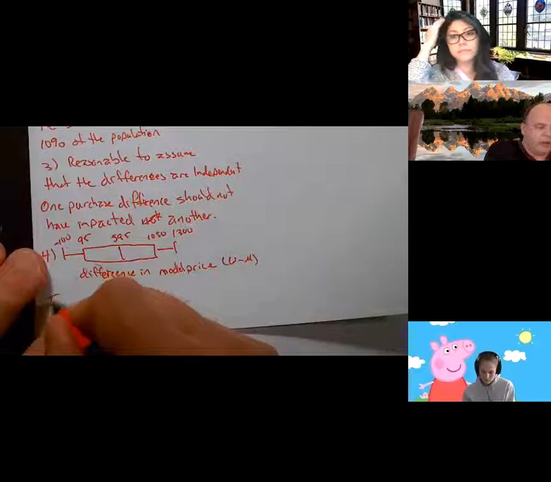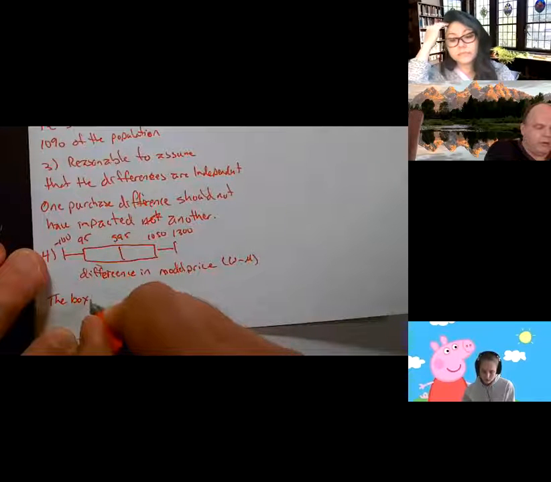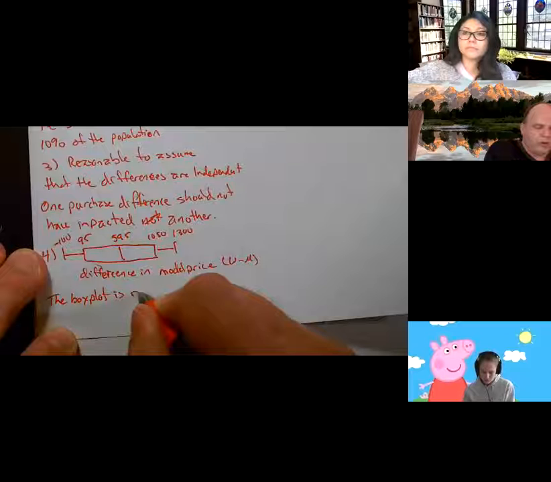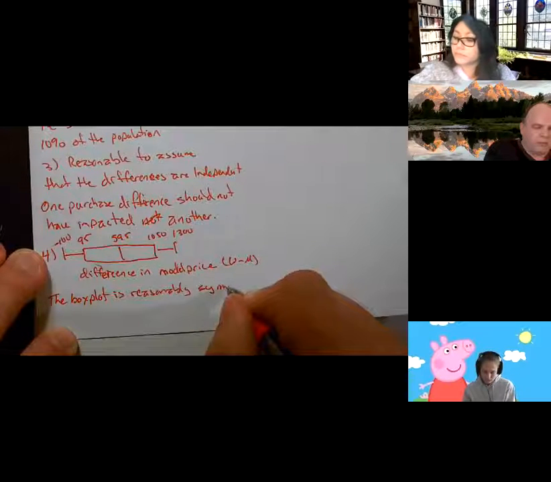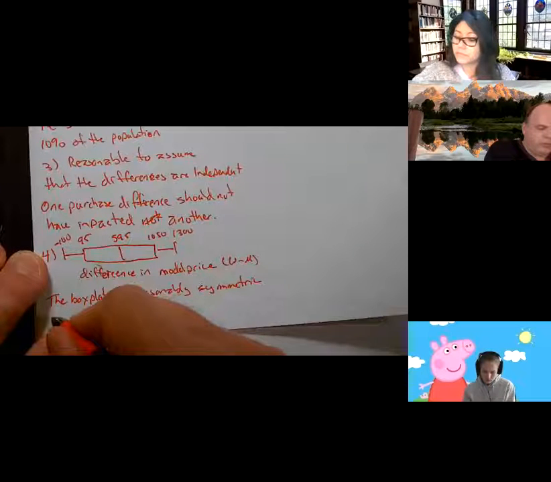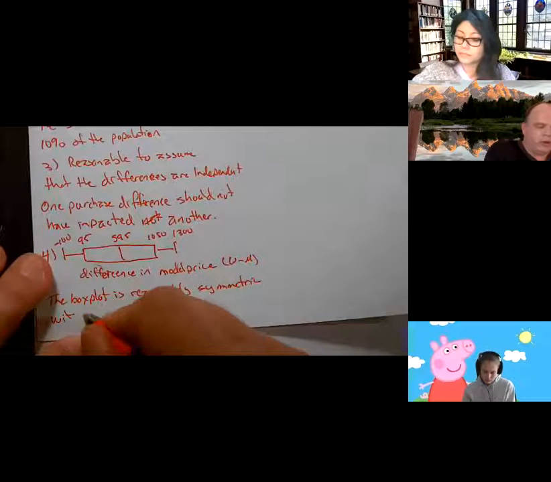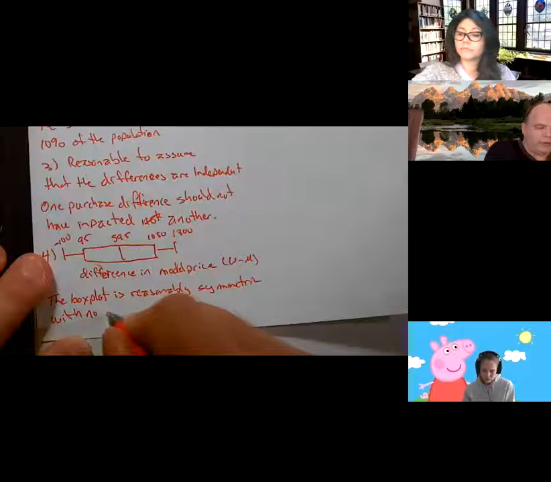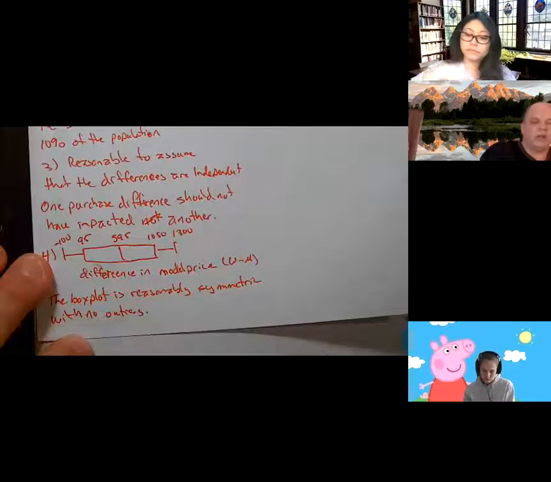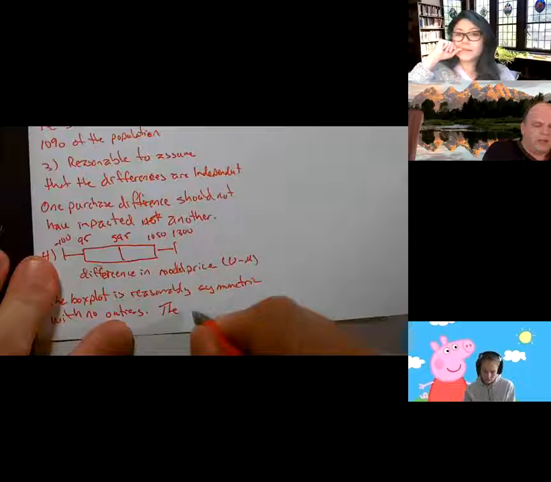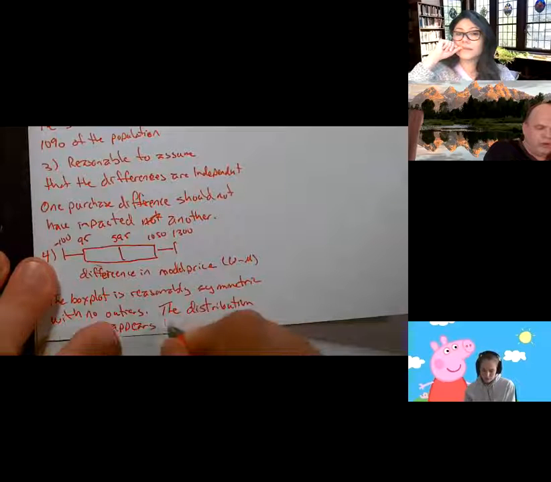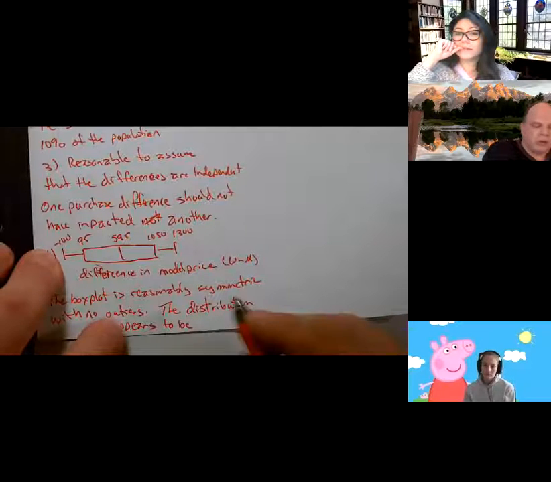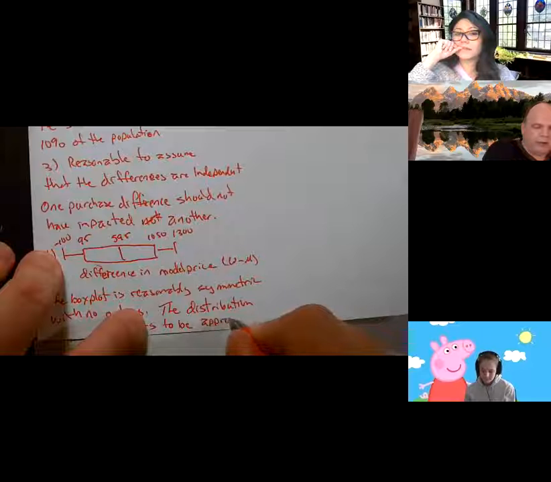Well, the box plot is reasonably symmetric with no outliers. The distribution appears to be, and I'm going to abbreviate, approximately normal.